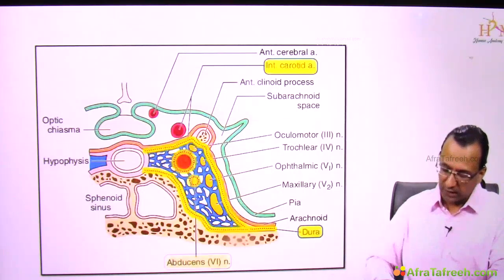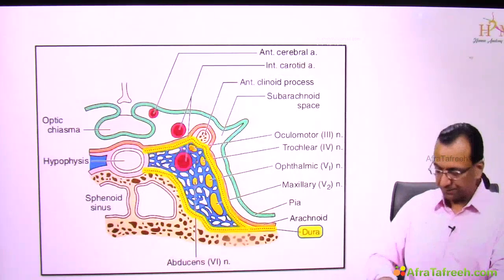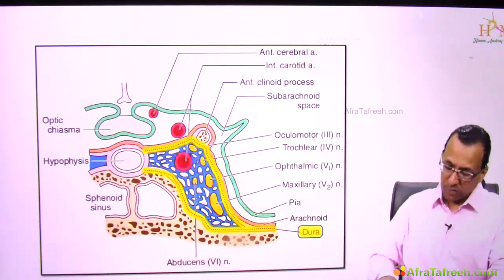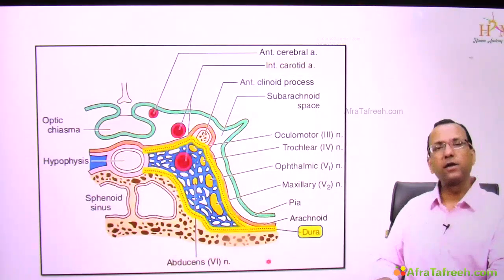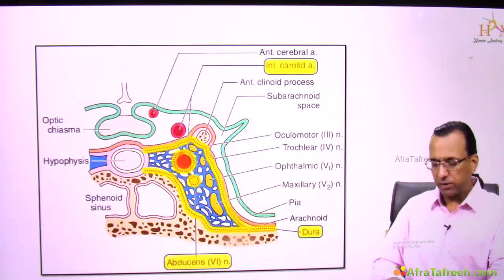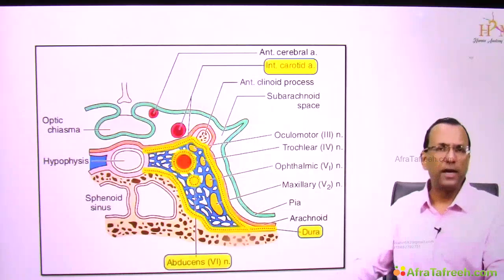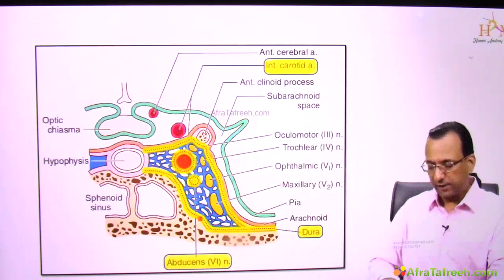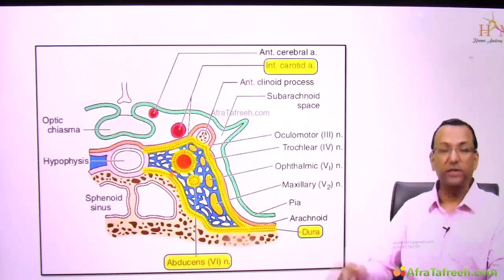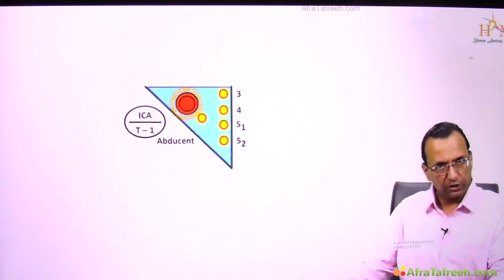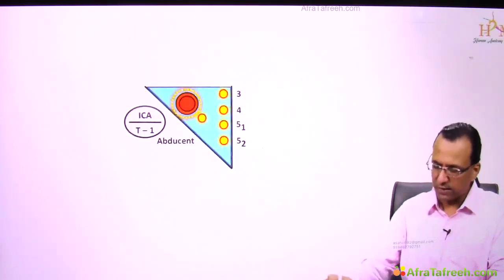You mean to say this internal carotid artery and the abducens nerve also? Yes, intradural. Now remember, abducens nerve has the longest intradural course and is inferolateral to the internal carotid artery. This is the diagram which we'll draw now. Inferolateral to internal carotid artery? Yes. Okay, then draw the diagram.